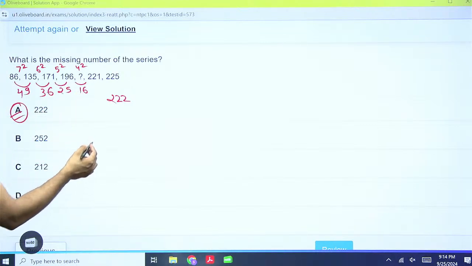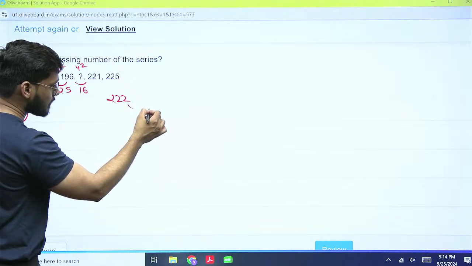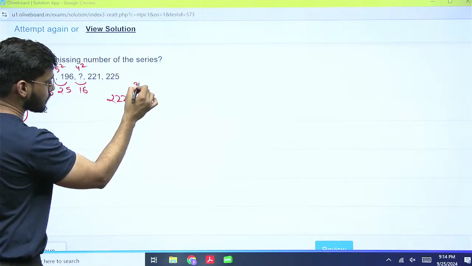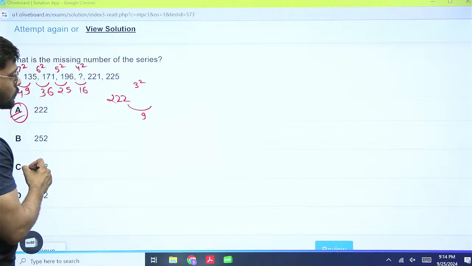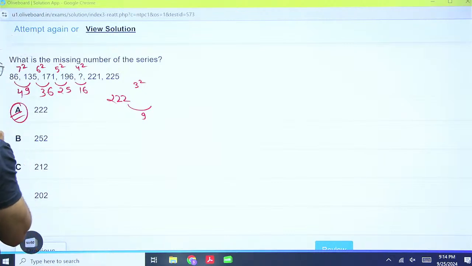And if we are following the same pattern, 2, 2, 2. Now the logic should be 3 square, the subtraction of 3 square, that is 9. And if we are subtracting 9 from 2, 2, 2, what should we get? 7, 6, 5, 4.